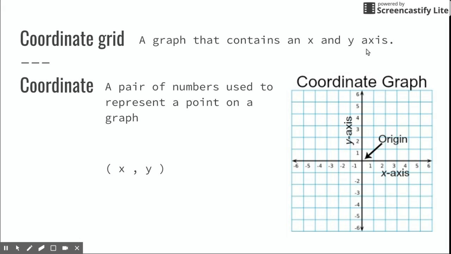The other thing that we have to know is a coordinate. A coordinate is a pair of numbers used to represent a point on the graph, and it is represented as x, comma, y. When you see coordinates, though, they're not going to be x and y. They're going to have numbers represented in those spaces. However, it is represented as x, comma, y.